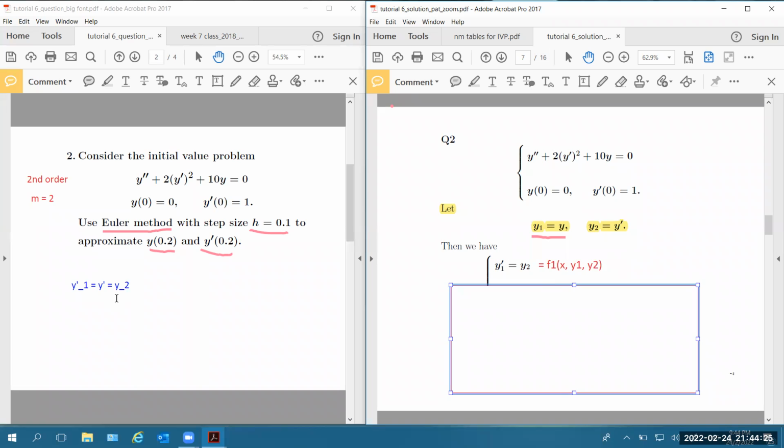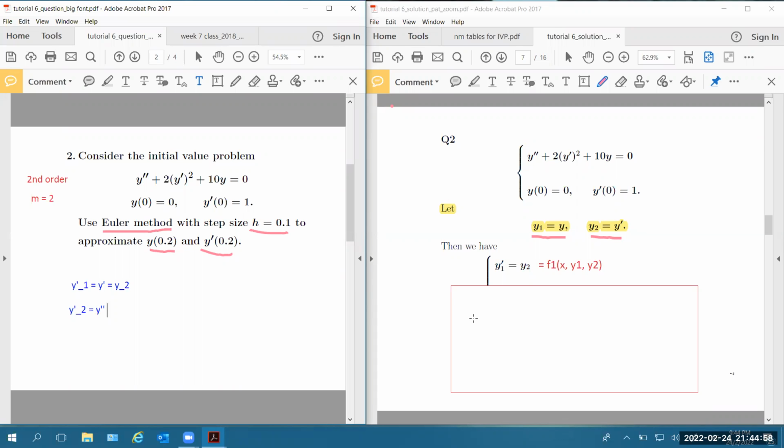Now I'm going to get my second equation. It will come from this second equation here, and again I want to differentiate both sides. Class, on your left side, I hope you can see. So I will get y2 prime, and on the other side y double prime, because y prime, you differentiate again, becomes double prime.